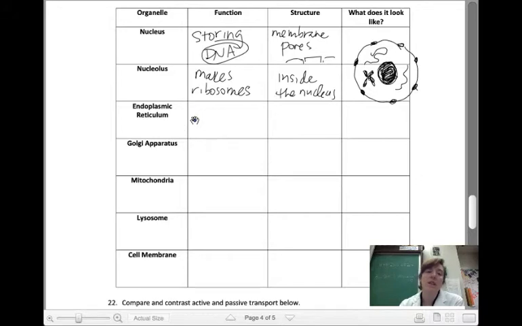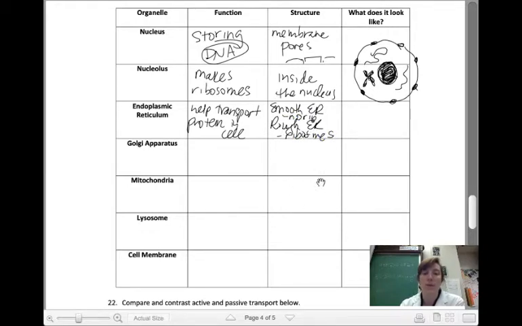The endoplasmic reticulum's very important job is to help transport protein through the cell. And we have two different types of ER. We have smooth ER and we have rough ER. Rough ER has ribosomes in it, and smooth ER has no ribosomes. And it's very important that the endoplasmic reticulum have ribosomes because in order to transport protein, something has to make the protein. So that's why it has those little ribosomes. Ribosomes make protein. So let's put that over here.